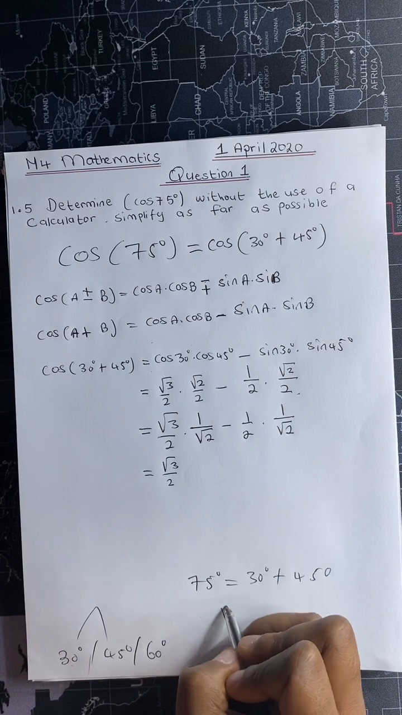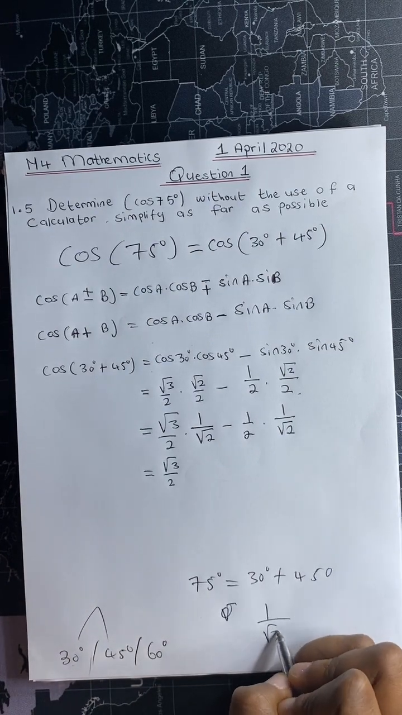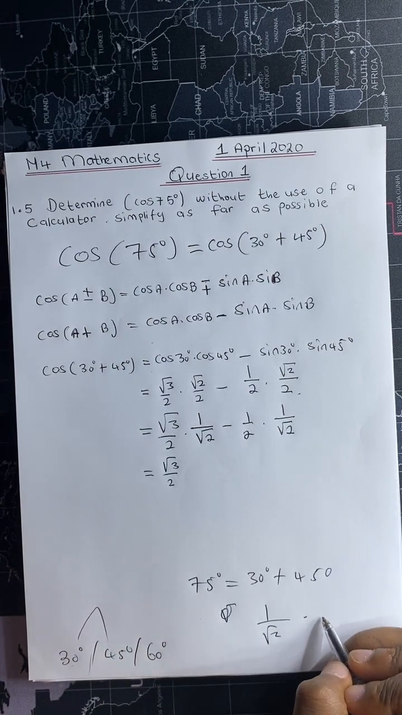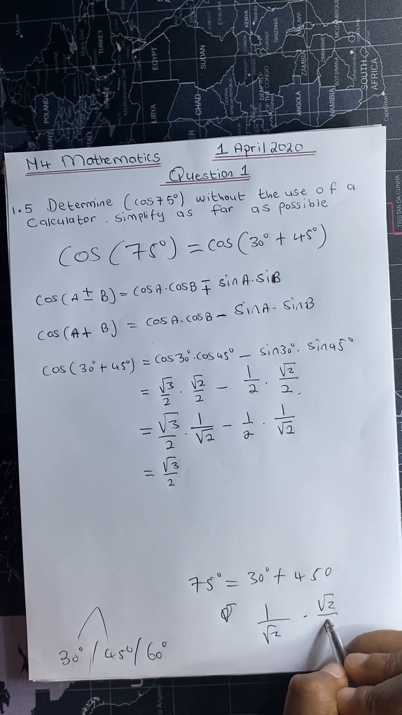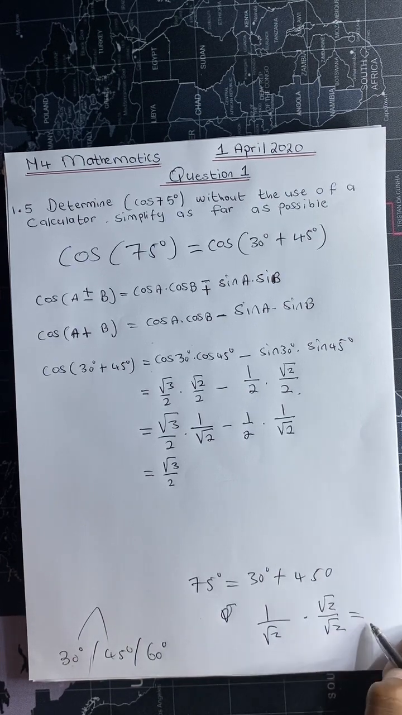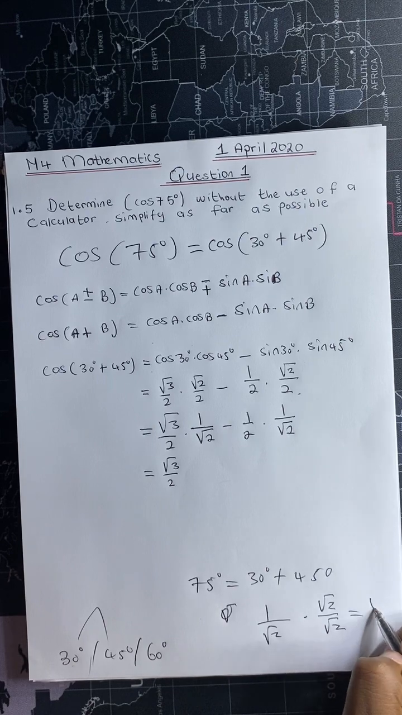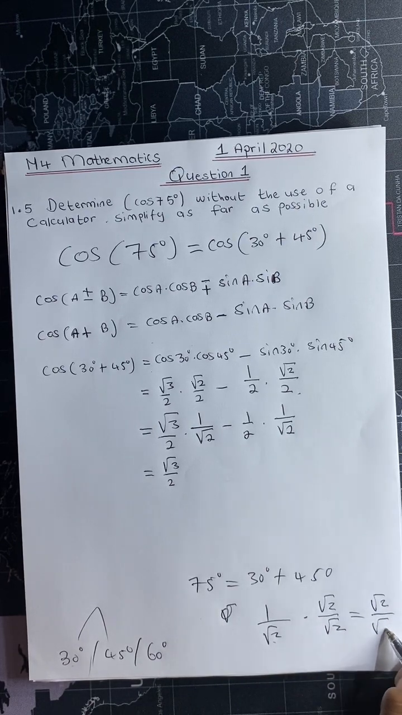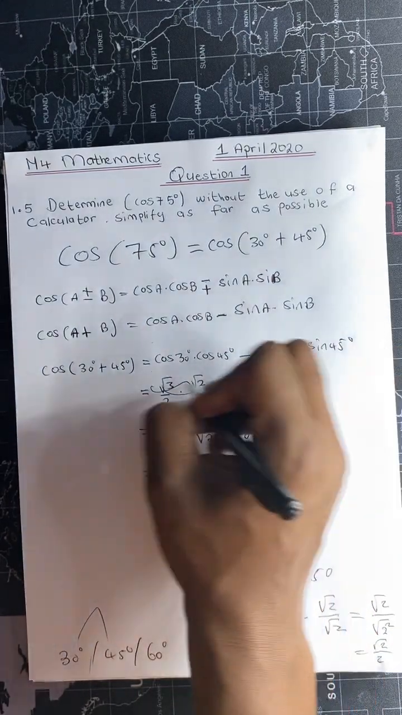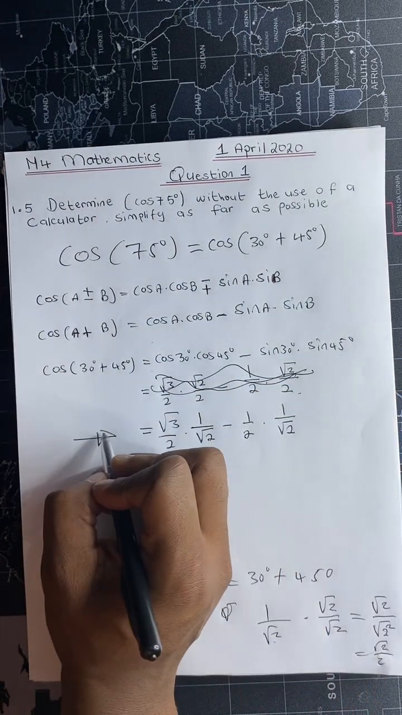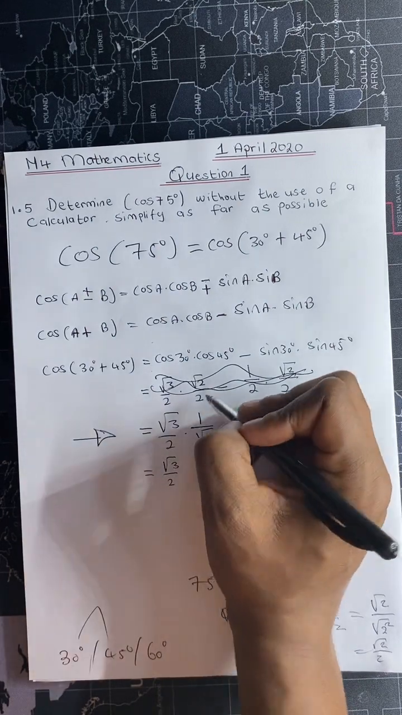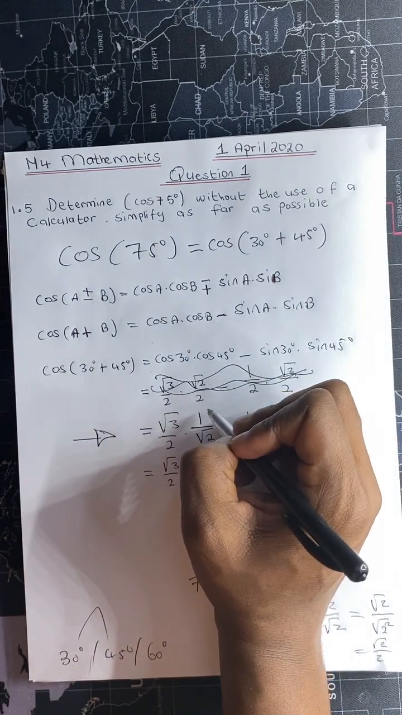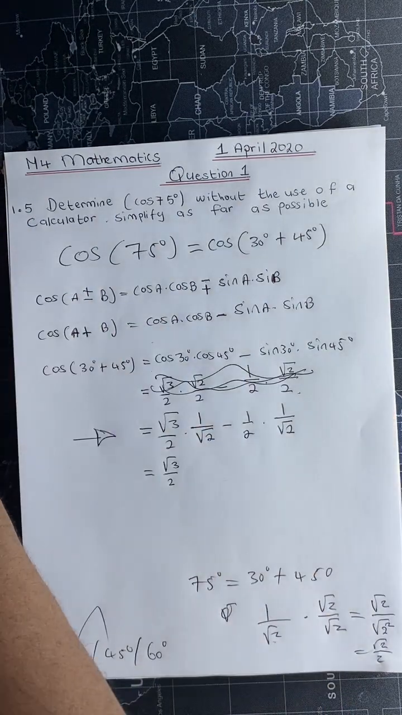So we have 1 over the square root of 2. You multiply this by 1, so the square root of 2 over the square root of 2 is equal to 1. 1 multiplied by the square root of 2 is equal to the square root of 2. The square root of 2 multiplied by the square root of 2 will be equal to the square root of 2 squared, which is equal to 2. So I encourage you to use 1 over the square root of 2 instead of the square root of 2 over 2, because it's going to show that you used your calculator.